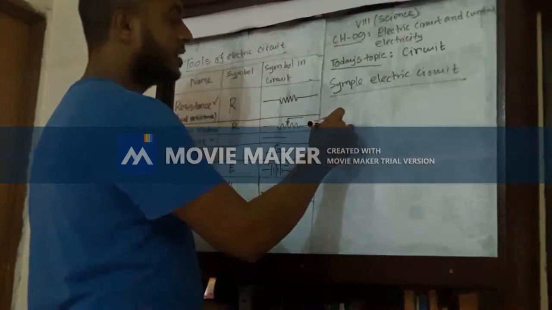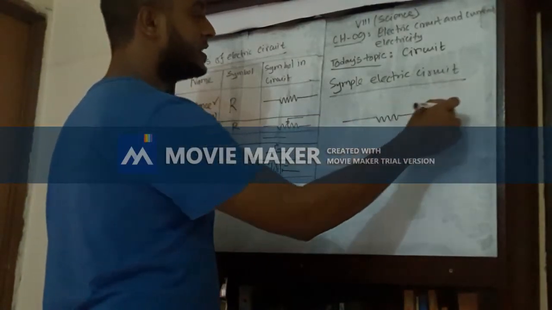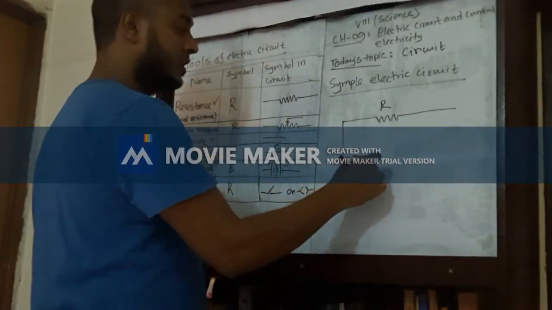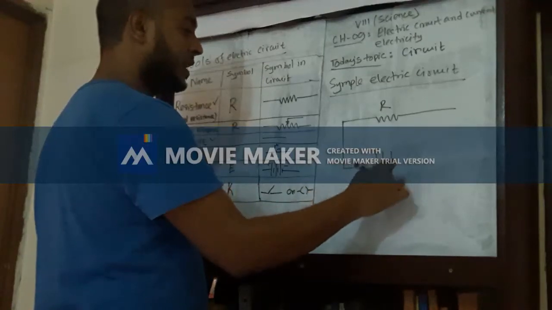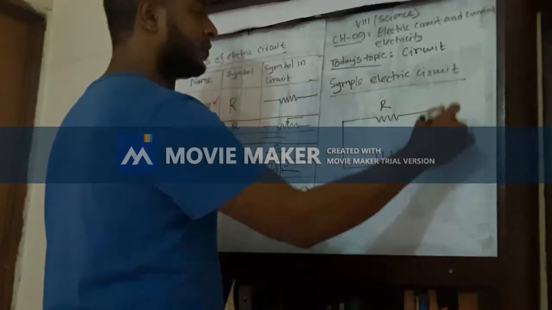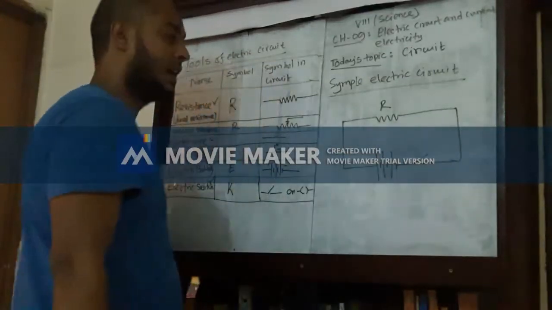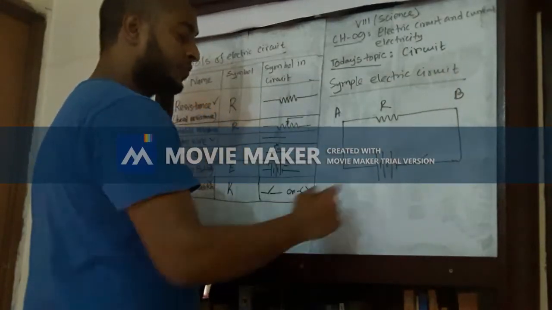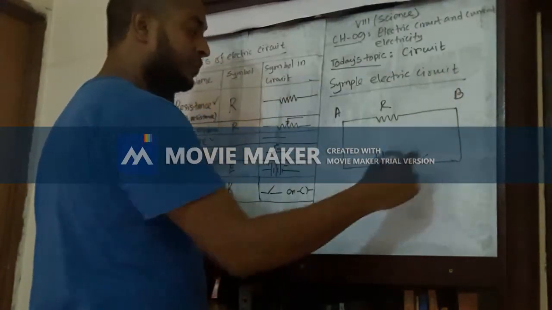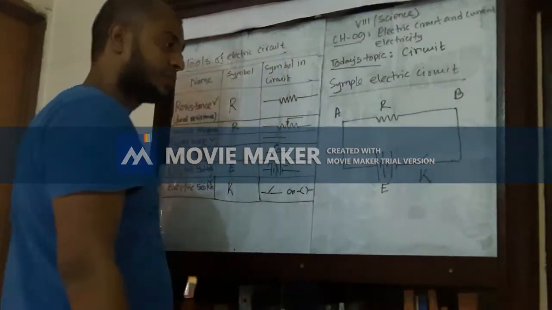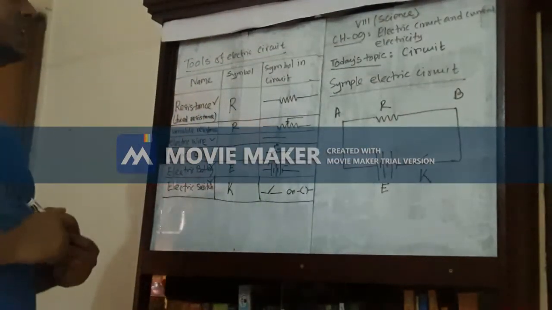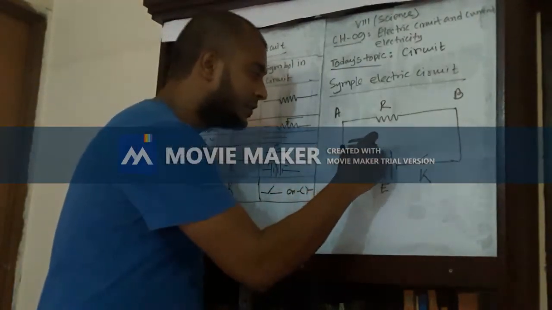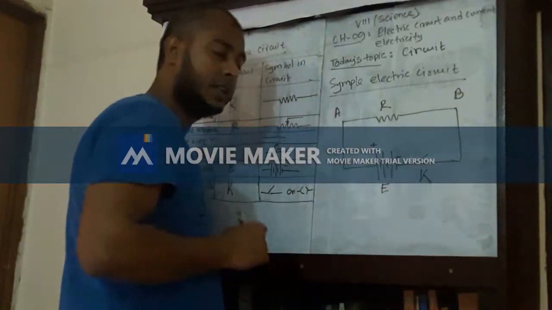At first, boys and girls, this is a resistance R. This is the positive terminal of the battery, and this switch is connected with the resistance R. This point is called point A, and this point is called point B. This battery has electromotive force E, and this switch is K. This is a very simple electric circuit. In the battery, this is the positive terminal and this is the negative terminal.